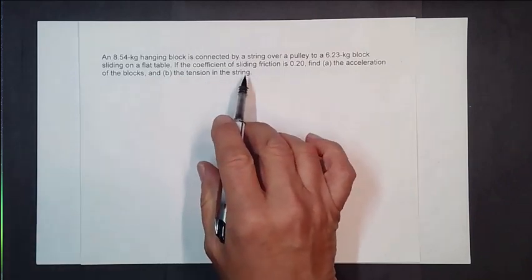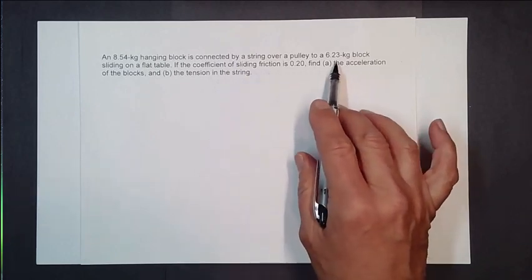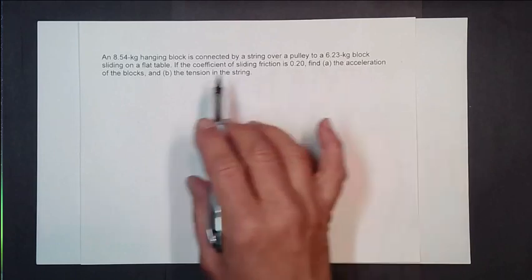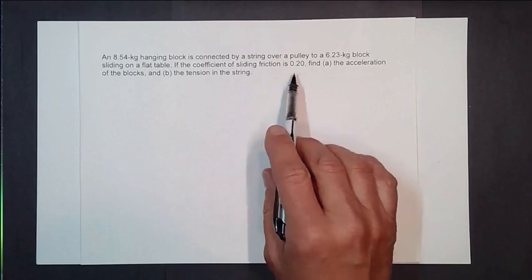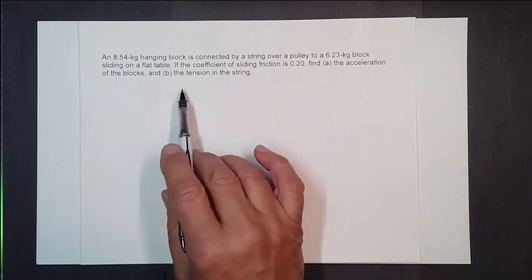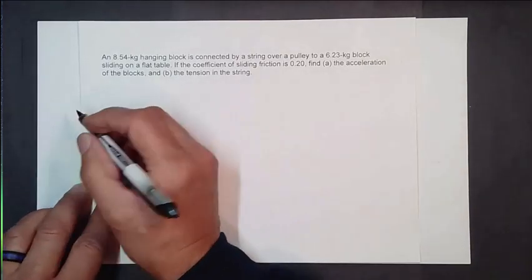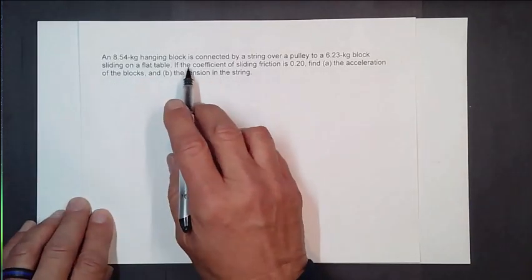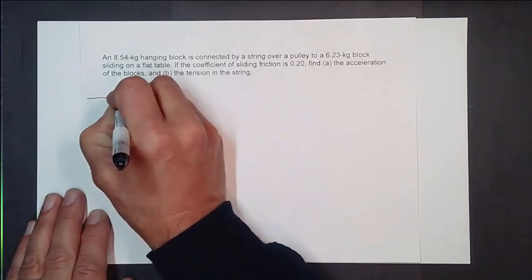An 8.54 kilogram hanging block is connected by a string over a pulley to a 6.23 kilogram block sliding on a flat table. If the coefficient of sliding friction is 0.20, find A, the acceleration of the blocks, and B, the tension in the string. Well, let's draw a picture of this situation and see if we can figure this out. String over a pulley, flat table, we can deal with that.